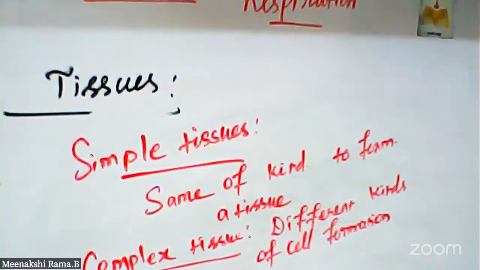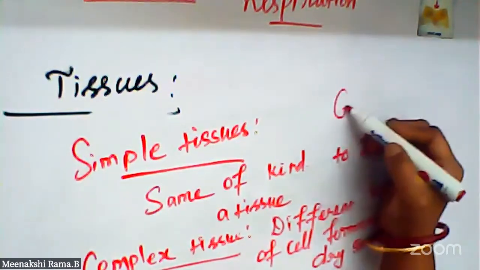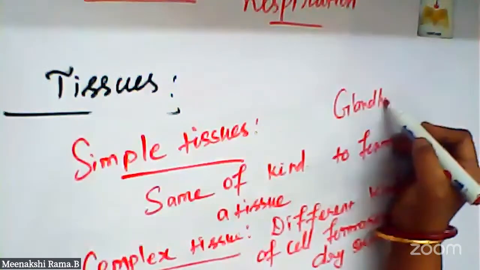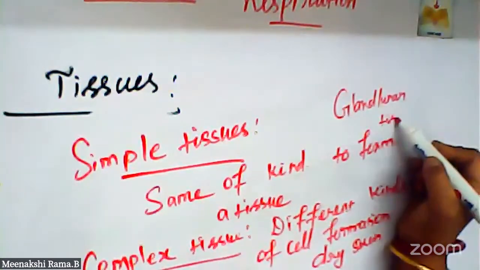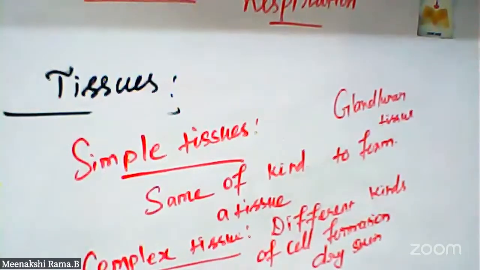So what is the example of simple tissue and complex tissue? For complex tissue, the example is the tissues of dry skin. Simple tissue's example is glandular tissue. Glandular tissue is the example of simple tissues. Okay, so this is the concept of simple and complex tissue.